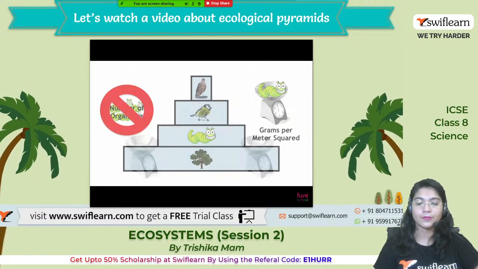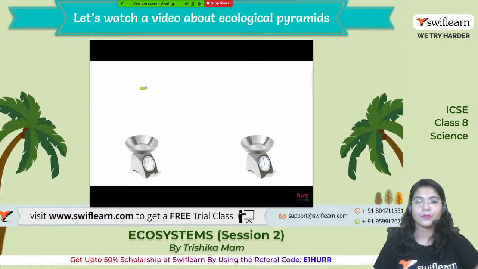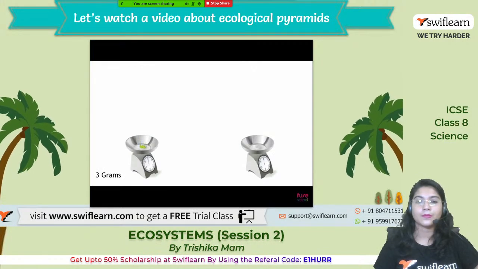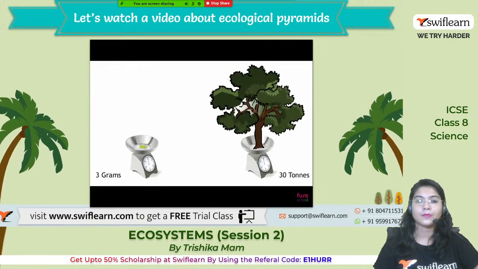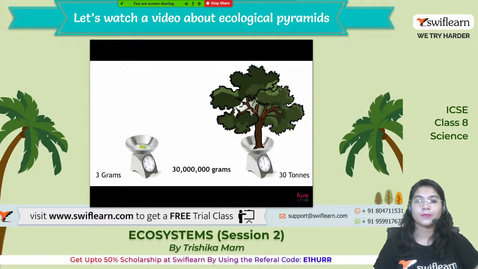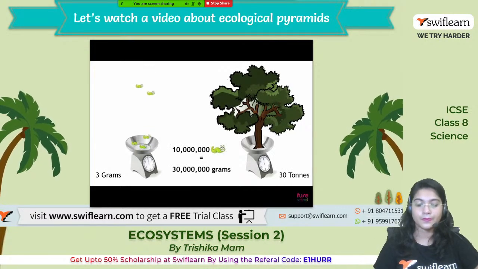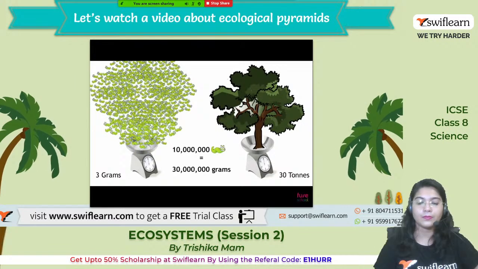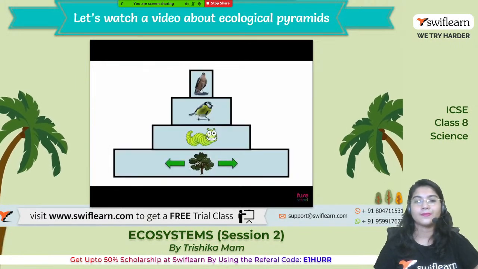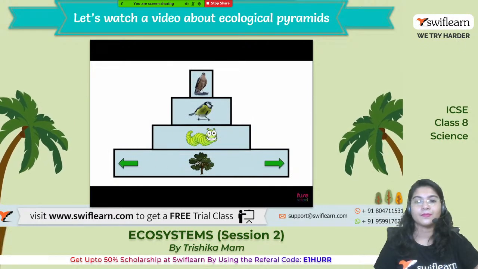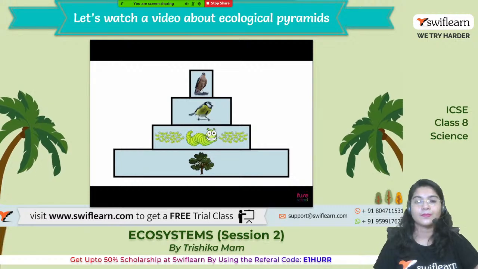Think about it this way. One caterpillar weighs about 3 grams. One oak tree weighs about 30 tons, which is 30 million grams. So that's 10 million caterpillars to equal the mass of one oak tree. Because of this, the bar for the oak tree will be much wider than the bar for the caterpillars, even though there are far more caterpillars and maybe only one oak tree in the ecosystem.